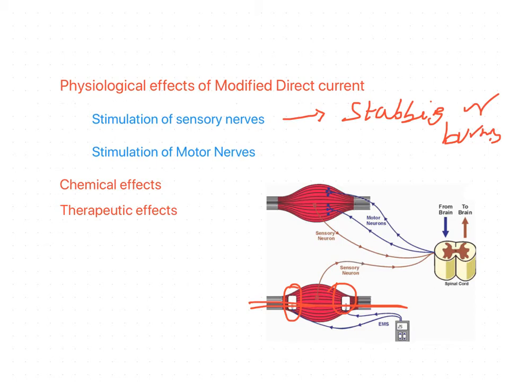Next, stimulation of motor nerves. Okay. With an interrupted direct current, if we stimulate the motor nerves, this produces contraction of the muscle supplied, but the contraction requires higher intensity and is in the form of a brisk muscle twitch followed by immediate relaxation. There is therefore little beneficial effect on the muscles. So these are the physiological effects of the modified direct current.